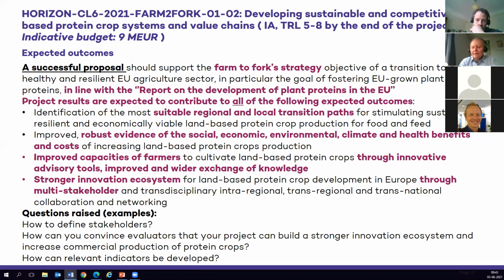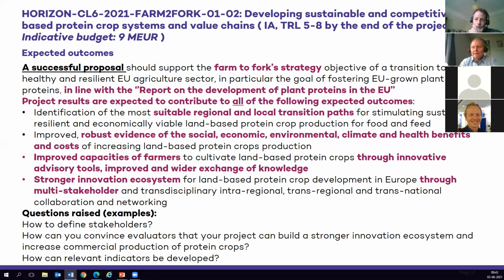Here I'll say it's an example where I think you have to read the topic text carefully. Look into what is described. If I read some of the text here, you can see that a successful proposal should support the Farm to Fork strategy. It's also saying that it should be in line with the report on the development of plant proteins in the EU. So here are examples where you have to be familiar with what's in these strategies and these reports.